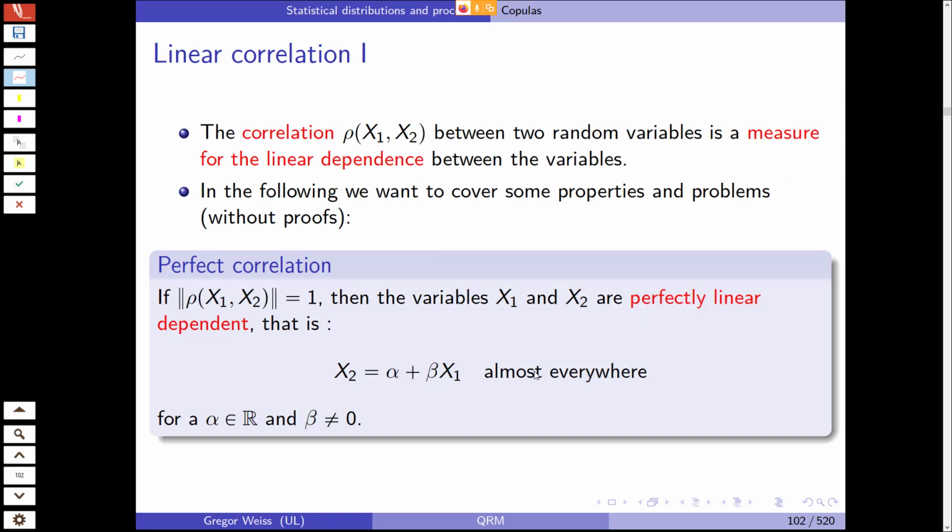So let's talk about some measures of how you can describe dependence based on copula functions. The first one is linear correlation. You all know about linear correlation. We have a correlation factor rho between x1 and x2, and it's a measure for the linear dependence between the variables. And without proofs, you can easily show some very simple properties. For example, the first one: if you have a correlation of 1 or -1, x1 and x2 are perfectly linearly dependent. That is, you have x2 being a linear function in x1 or the other way around, with any parameters alpha and beta unequal to 0.